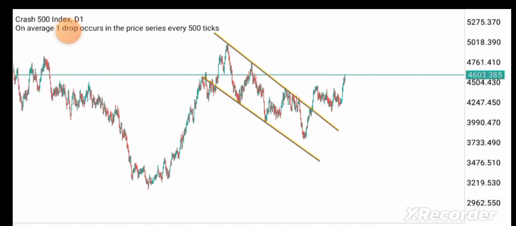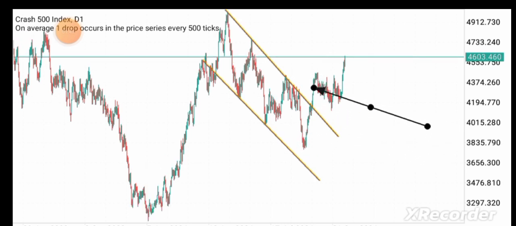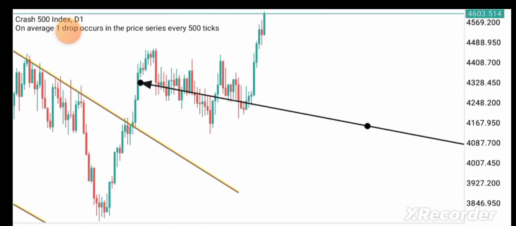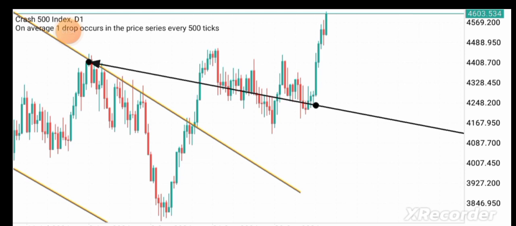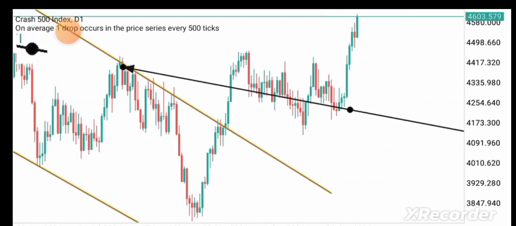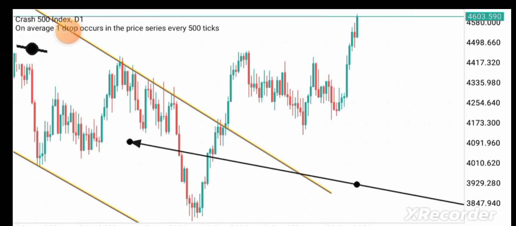All right, and now you can see that there was a breakout. This is where we had the breakout, and there's a little change of character at this point. Let's look at it closely, guys. You can see the recent high the market created. This is the high that the market formed before the market was able to create a lower low.